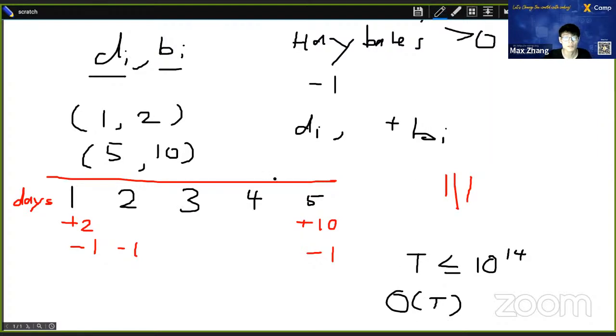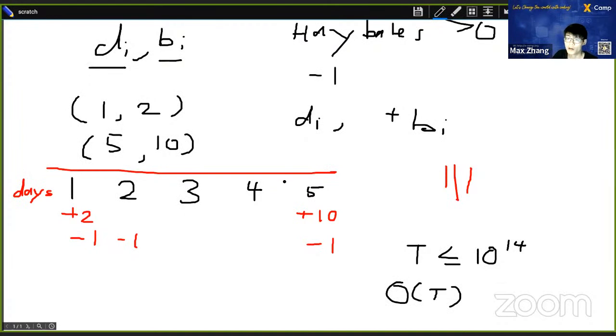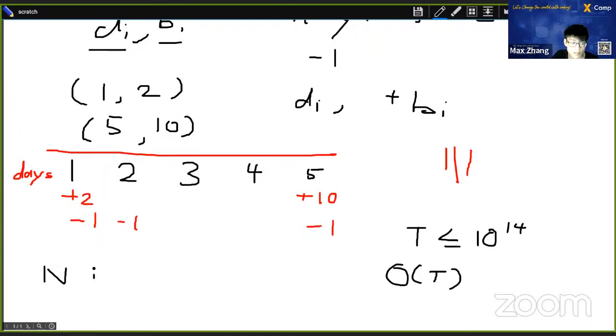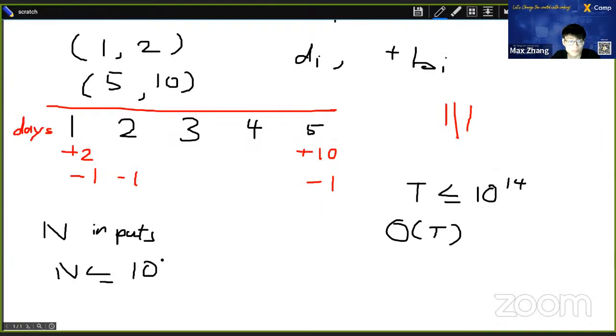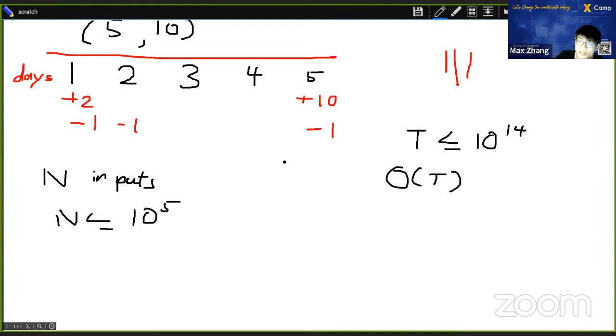To make this a little faster, we simply note that on a lot of the days, because there are only at most N inputs, where N is up to 10 to the 5, we're not actually receiving any new hay bales. So we know exactly what's going to happen, which is that we simply minus 1, minus 1, minus 1, and so on. So we don't have to simulate every single day. We can instead skip to whenever new hay bales are added, and those are the only cases where something changes. Otherwise, we just subtract as many days as we can.